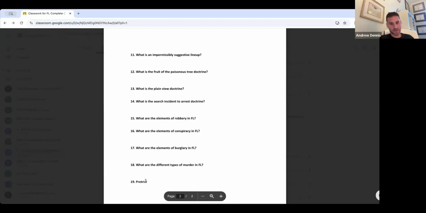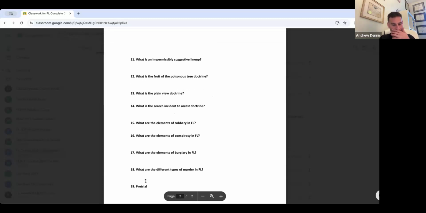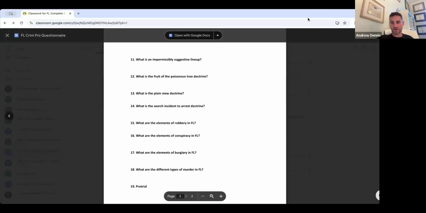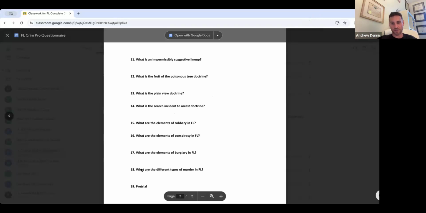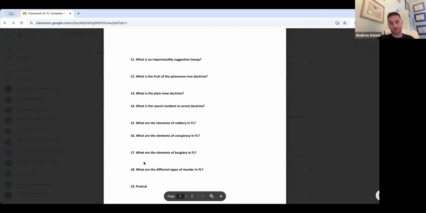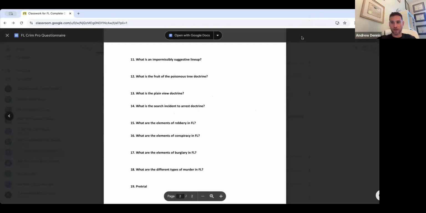Same with pretrial. This is like a Crim Pro essay. I just do this to show you how wide con law is. I think that was pretty good. We just did con law, and we started with the First Amendment to the Constitution, and I ended up asking you what are the 3 different types of murder in Florida. They really have a wide net for that.